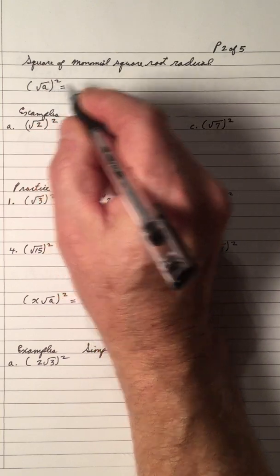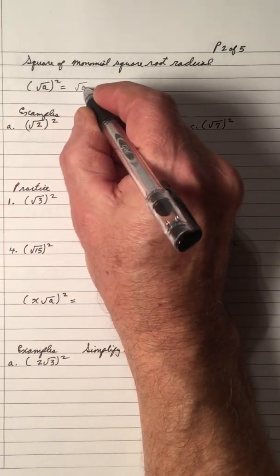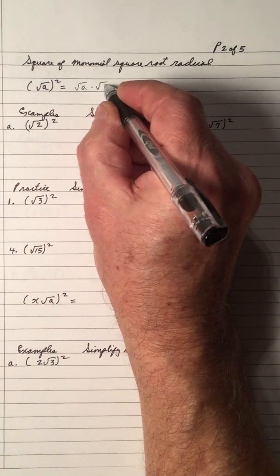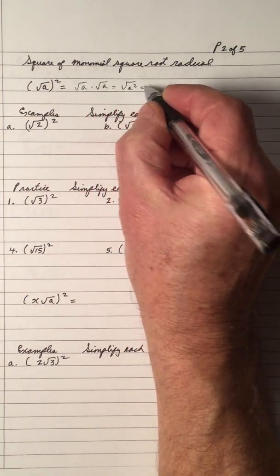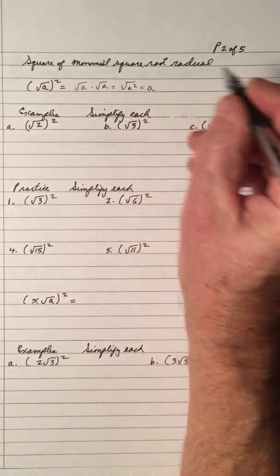The square root of a, squared, is the square root of a times the square root of a, which is the square root of a squared, and it gives you an a. Let's check.